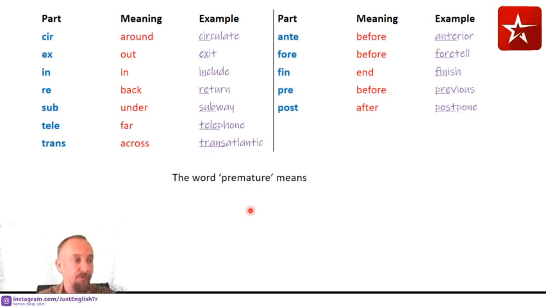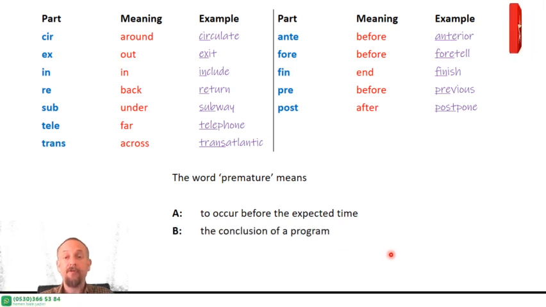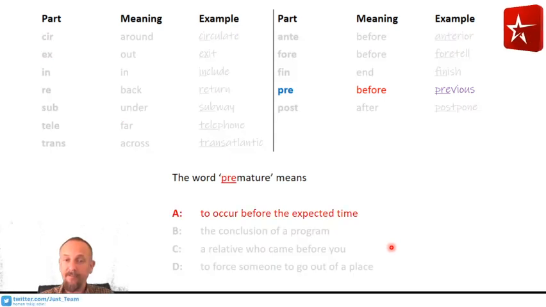The word premature. Okay. So what do we have here, boys and girls? We've got A, to occur before the expected time. We have B, the conclusion of a program. We have C, a relative who came before you.